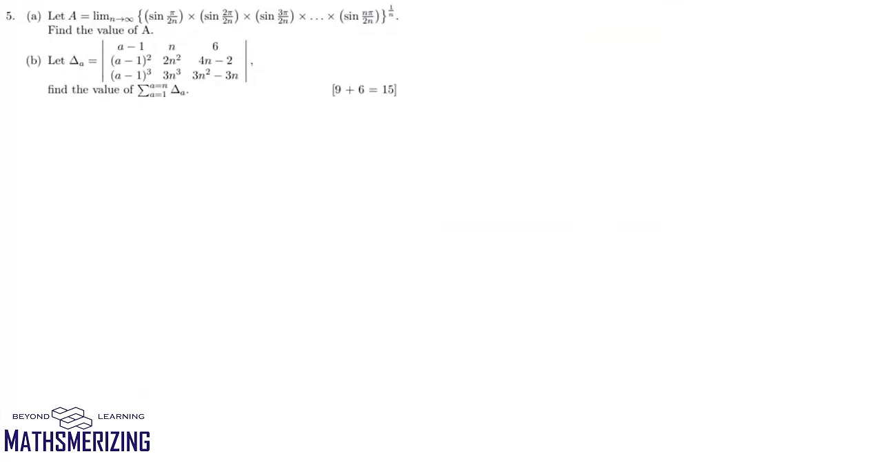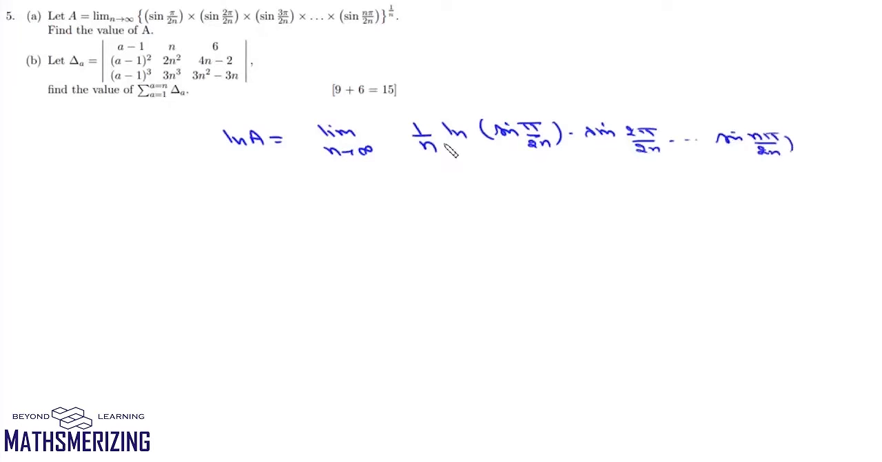Question number 5a: we need to find this limit. So we'll take log on both sides. We can write log a as the limit as n tends to infinity. Now this power will come out, so it will be 1 by n, and then log of sine pi upon 2n into sine 2 pi upon 2n up to sine n pi upon 2n. Now we know that log of m into n is log m plus log n. So we can write log a as the limit as n tends to infinity of 1 by n, and we can write this as the summation of log sine of pi r upon 2n, where the value of r varies from 1 to n.